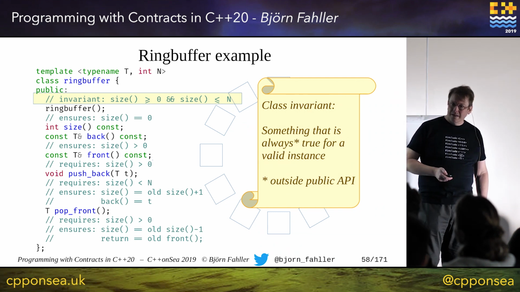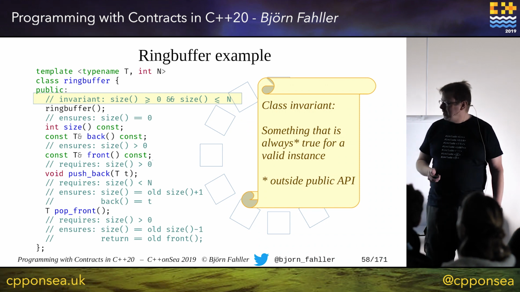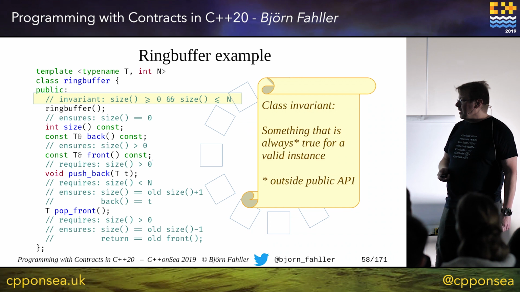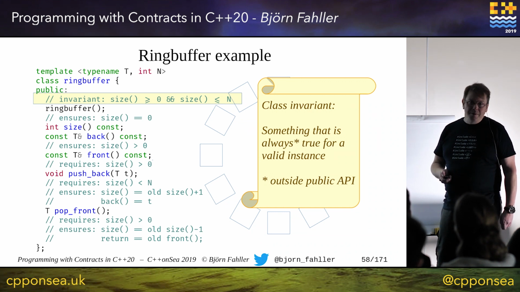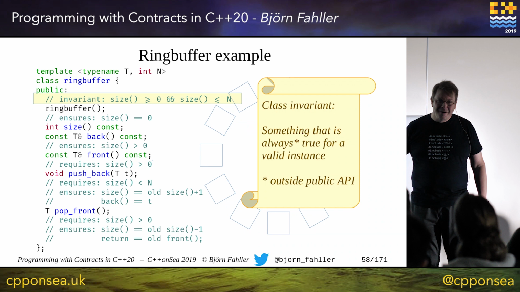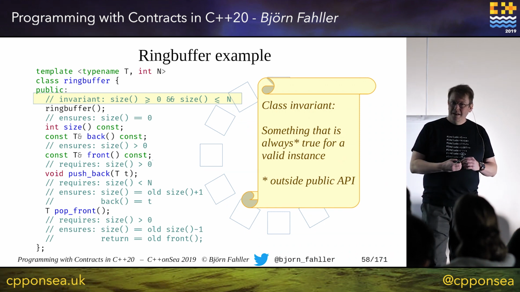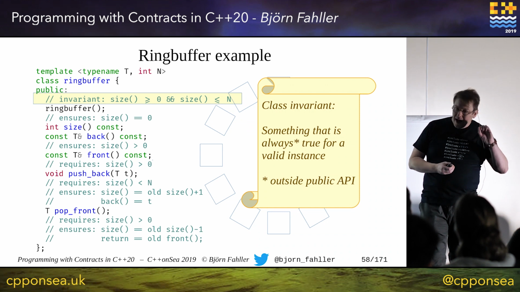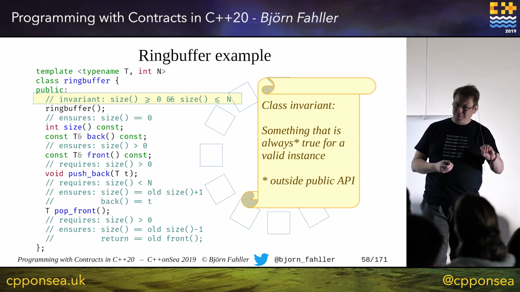Question for pop front. There's a condition that return is old front. What if there is no old front? If there is no old front, then size was not greater than 0, and then you made the call outside the contract, so the postcondition does not apply. But if I have exactly one object in my ring buffer? If you have exactly one object in your ring buffer, then you had exactly one element that was front.